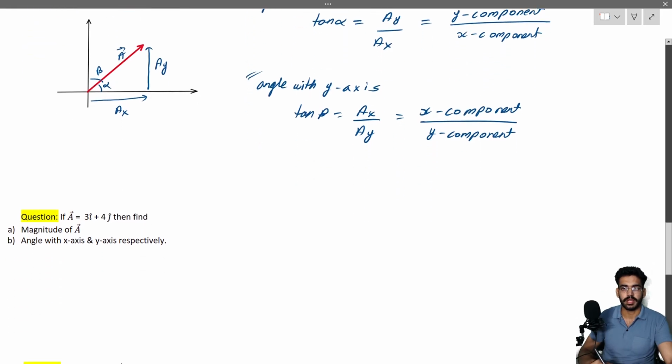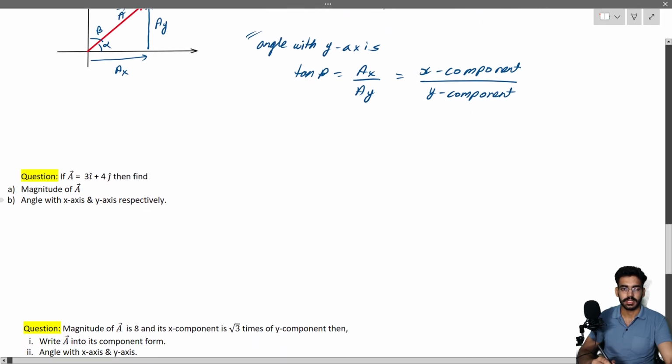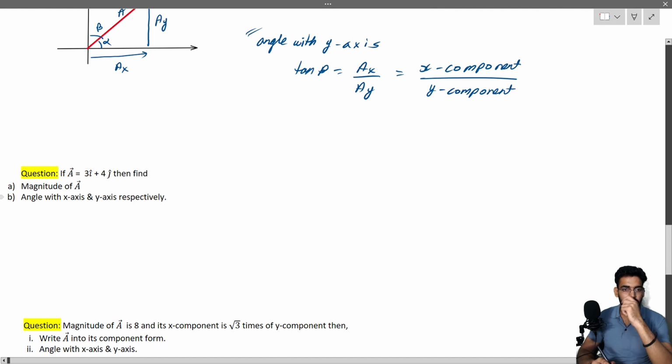You don't have to remember every single formula, just remember the concept of how to get this, okay, that's all. That is the main thing. Now let's see the next question. A vector A equals 3 i cap plus 4 j cap, then find the magnitude of A.